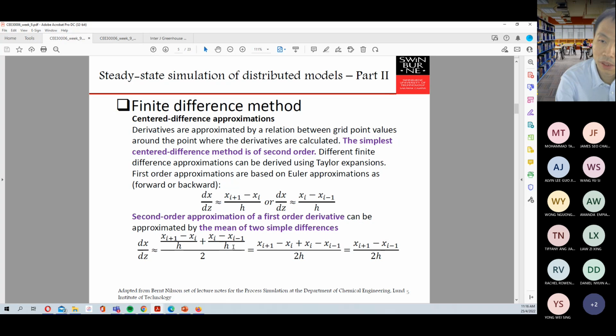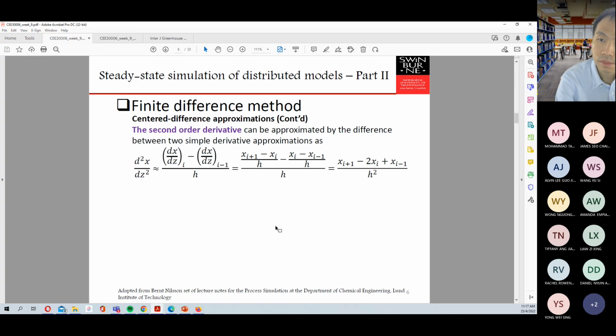So the center difference approximation is called a second order approximation because you are basically averaging the forward and the backward difference approximation. That's why the center difference approximation will have lower error compared to the forward or the backward differences. Then the second order derivative can also be approximated using a second order approximation, which means that the second order derivative will be equal to this term in here.